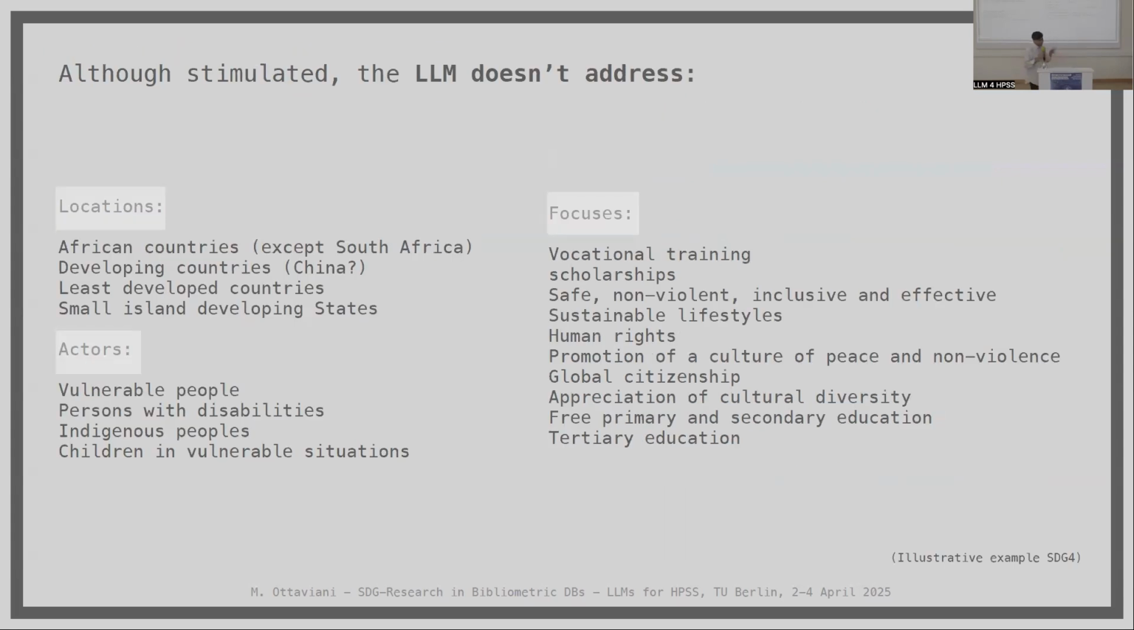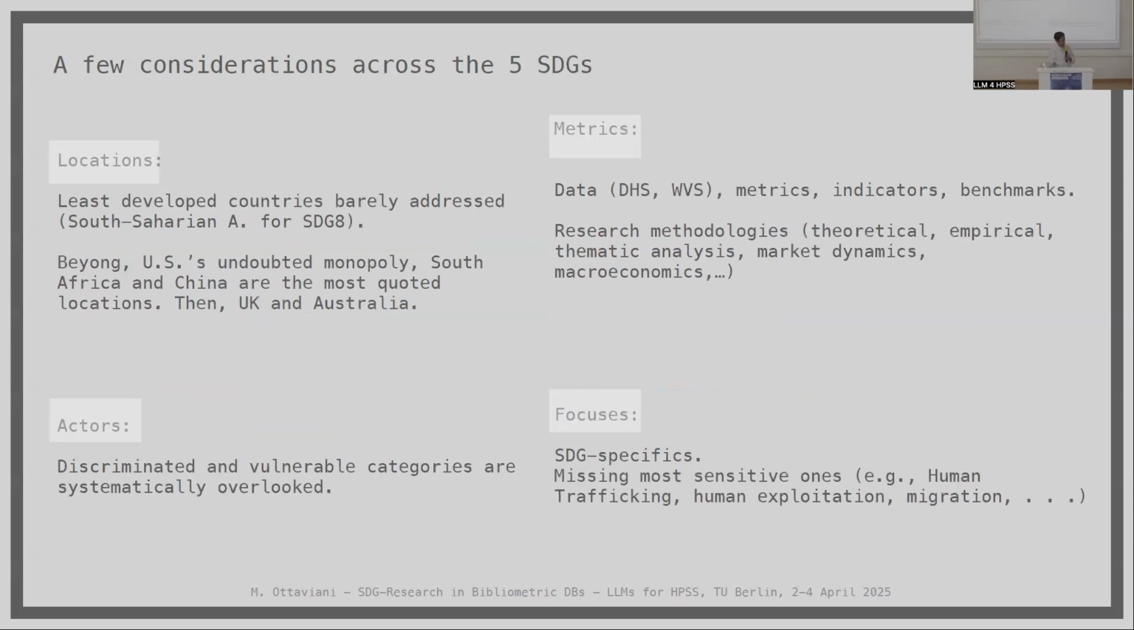So this is one of the main results I consider, that for example for SDG 4 we have the LLM not addressing locations that are mentioned in the targets, the most sensitive categories of actors, and also the most sensitive focuses that the SDG is on. And this is why I showed this, because it's a kind of recurrent result that we found all over the 5 SDGs.